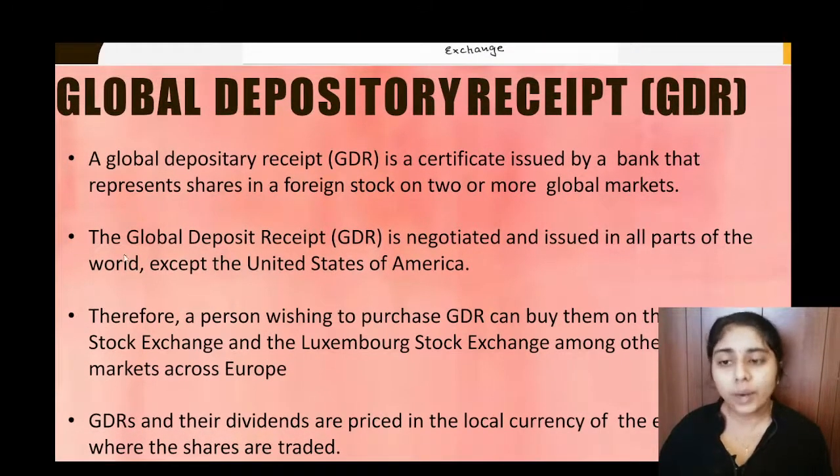The first one is GDR, that is Global Depository Receipt. So what is a GDR? A Global Depository Receipt is a certificate issued by a bank that represents shares in a foreign stock on two or more global markets. This Global Depository Receipt is negotiated and issued in all parts of the world except in the United States of America. In the USA it is called ADR, that is American Depository Receipt.